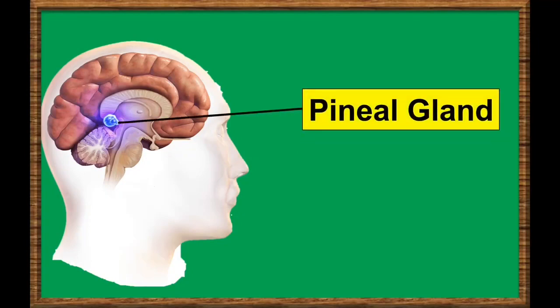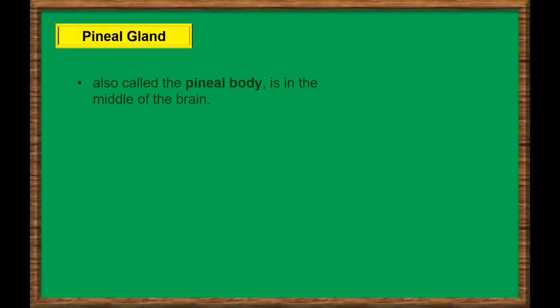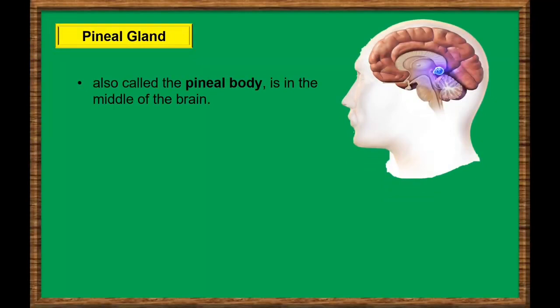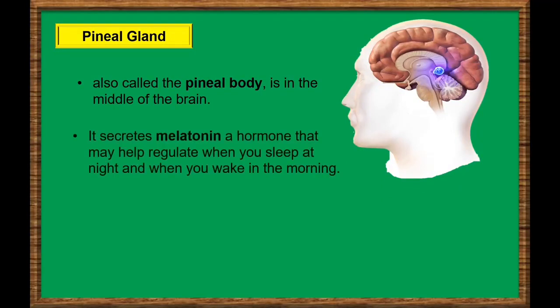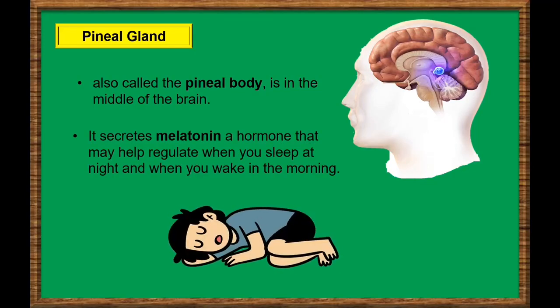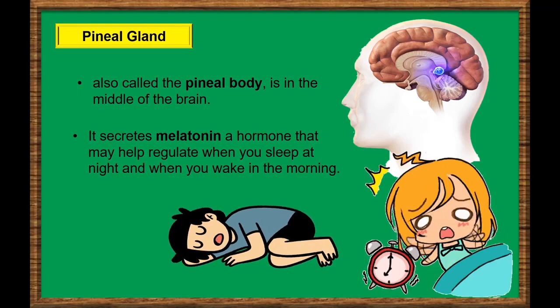Pineal gland. The pineal gland, also called the pineal body, is located in the middle of the brain. It secretes the hormone melatonin, a hormone that may help regulate when you sleep at night and when you wake up in the morning.